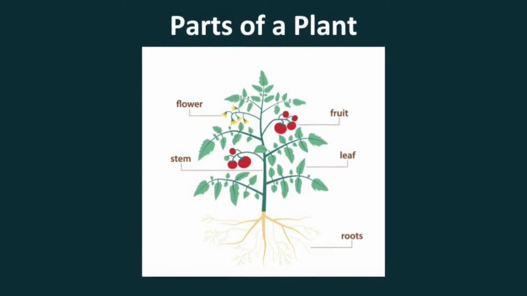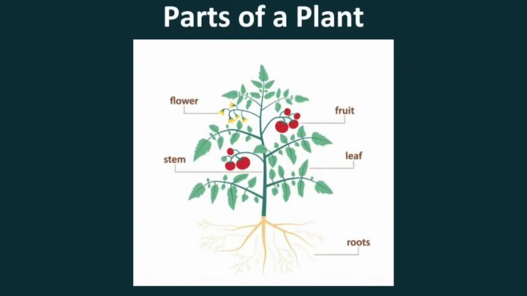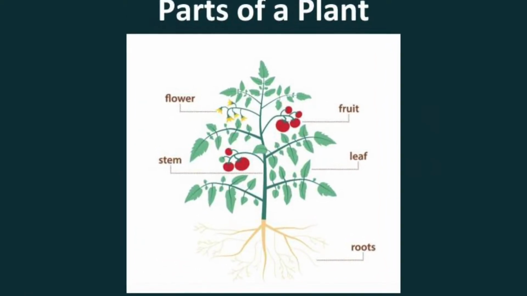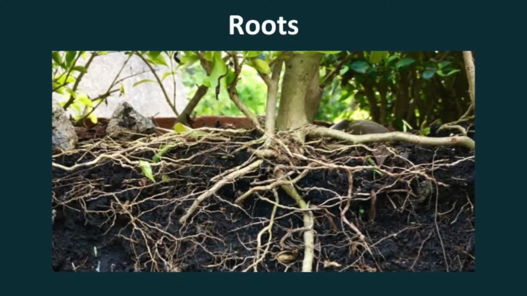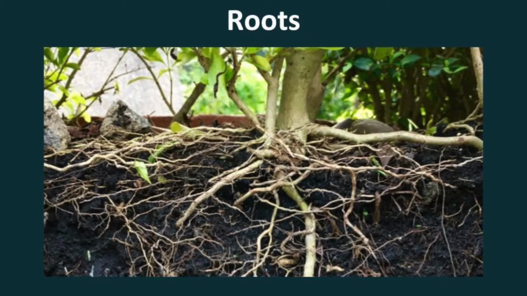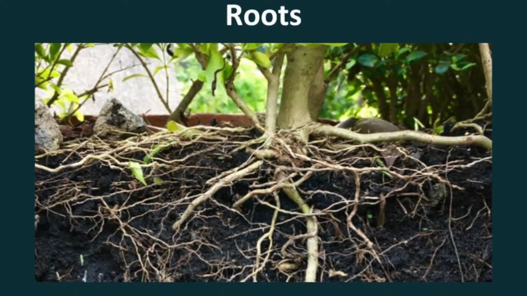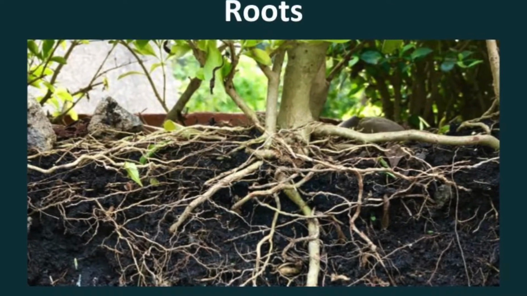But first things first, let's talk about the different parts of a plant and their functions. Roots are normally found underground, and their primary functions are to anchor the plant in place, store food reserves, and absorb water and nutrients from the soil to send to the stem of the plant.